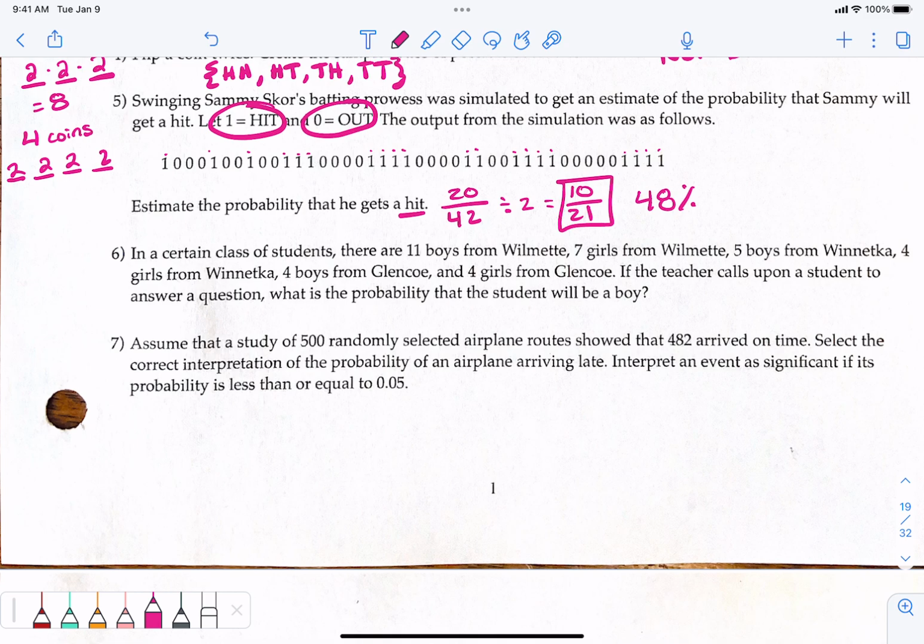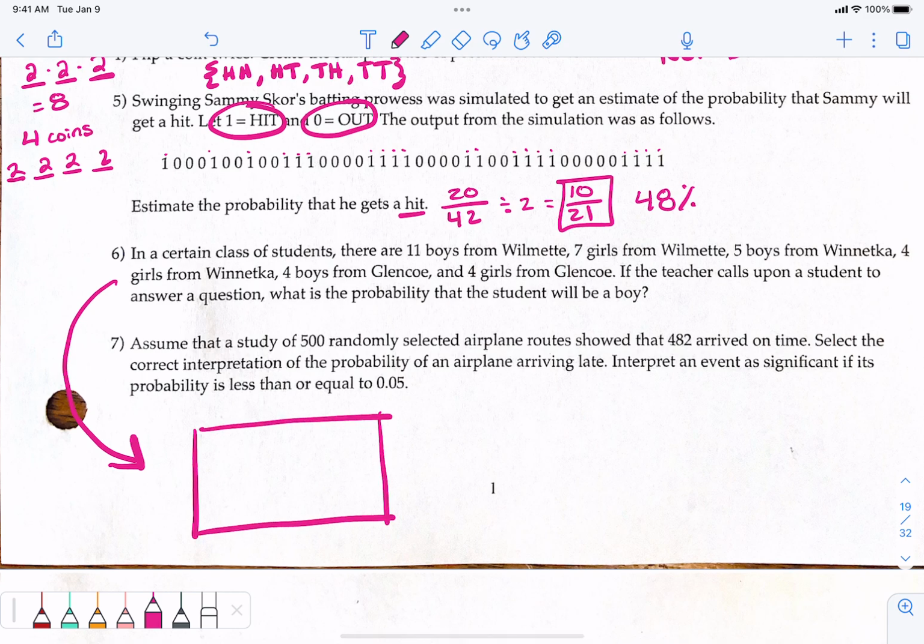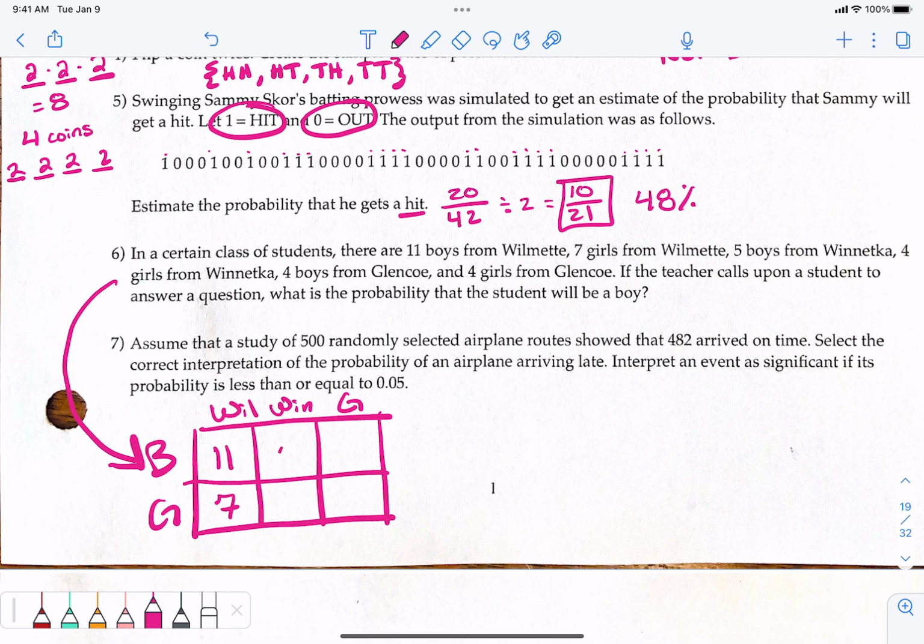This is way too much information for me. Disregard the towns. Okay? I put it in a table format so I make sure I don't get anything wrong. So I have boys, I have girls. Wilmette, how many are there? 20 plus Winnetka, 27 plus 4 is 31, plus 4 is 35. 11 boys, 7 girls, 5 boys, 4 girls, 4 boys, 4 girls.